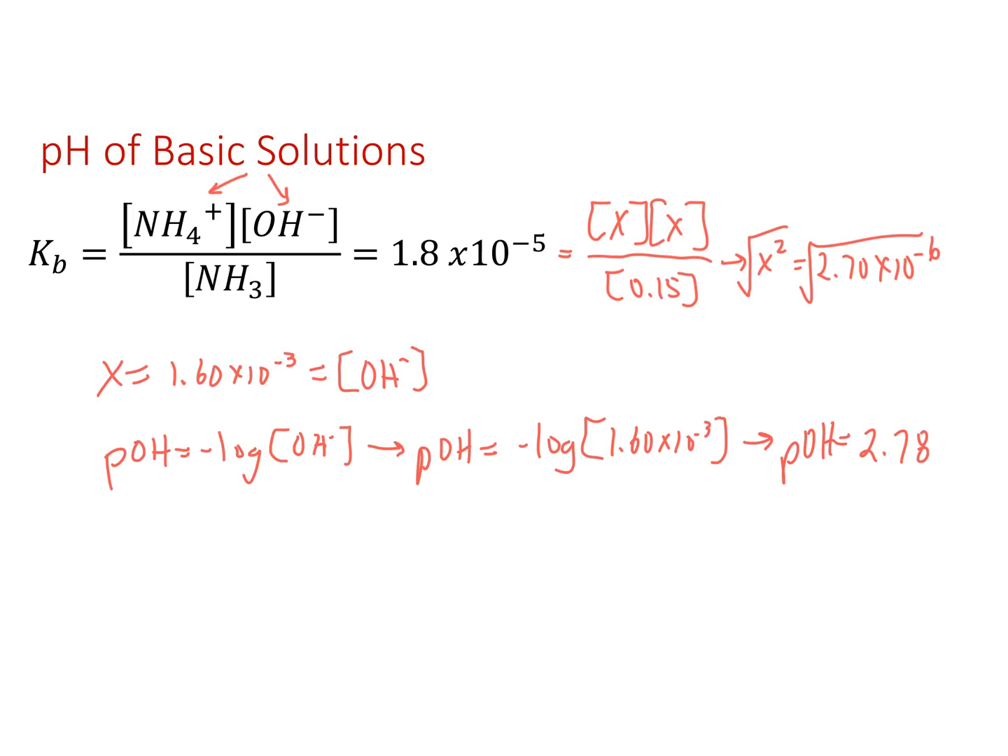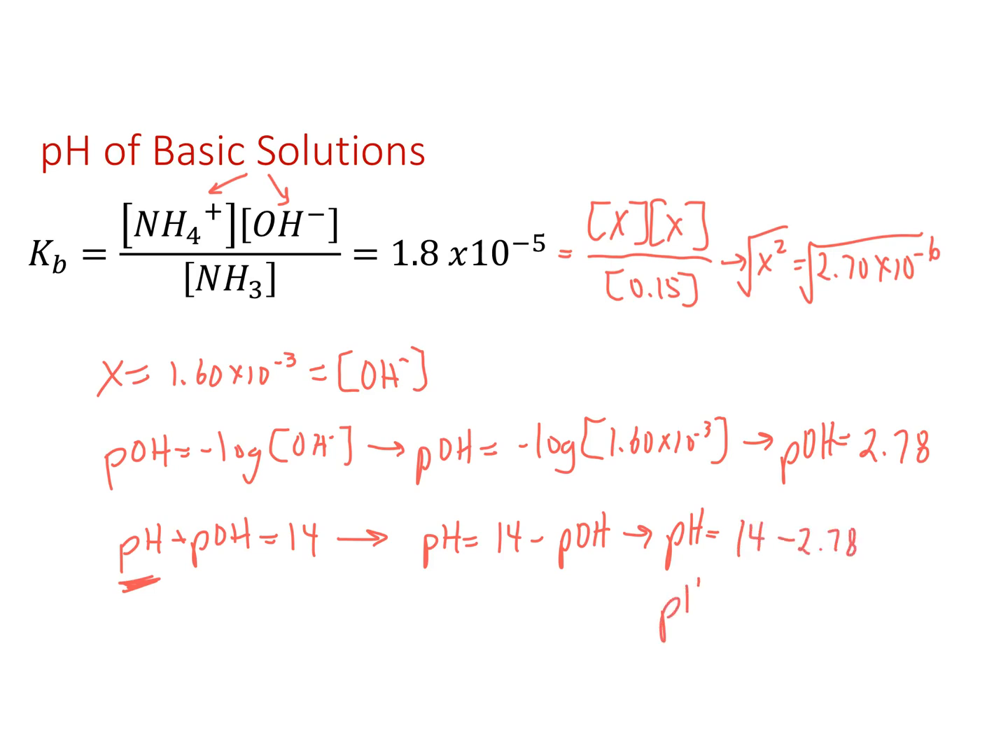The last thing I know is that pH plus pOH equals 14, because ultimately we want to find the pH of this solution. So I know that pH equals 14 minus the pOH. So the pH of this solution equals 14 minus 2.78. The pH of this solution is 11.22.